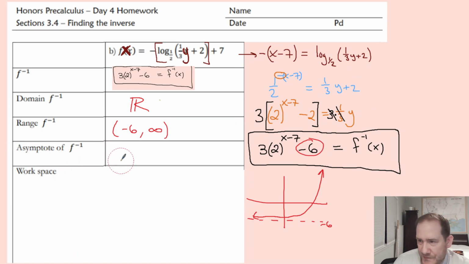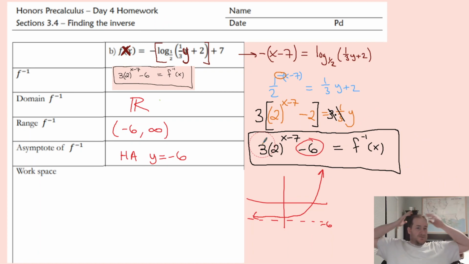Then they want to know the asymptote. Well, duh. We just said it's the horizontal asymptote that occurs at y equals -6. And work area, be damned, I did my work over here. That's it.